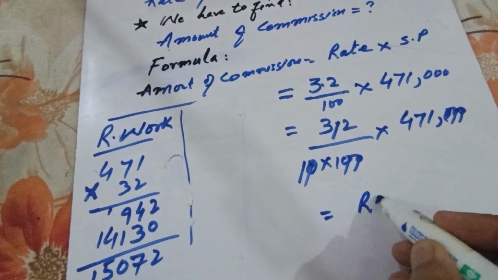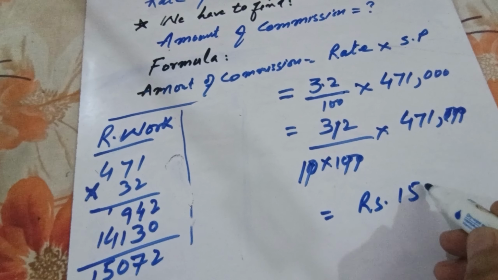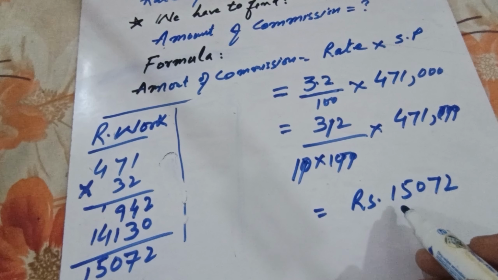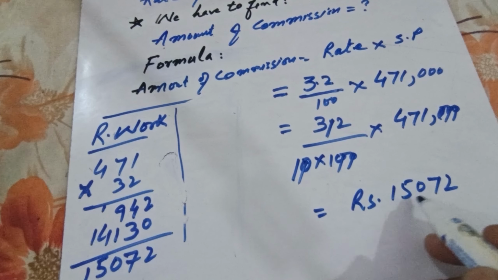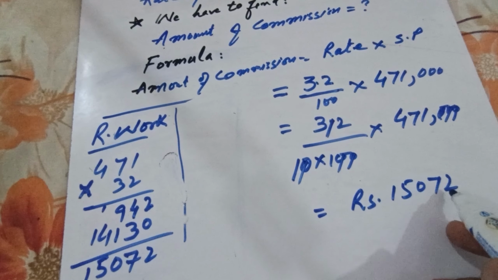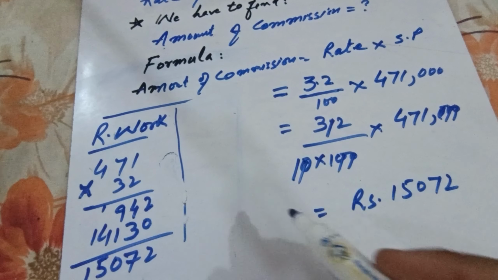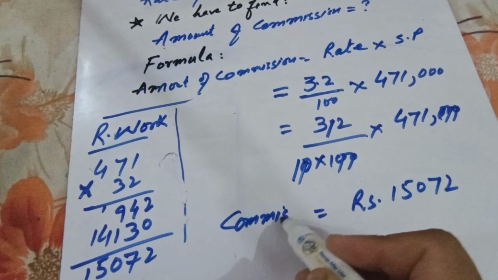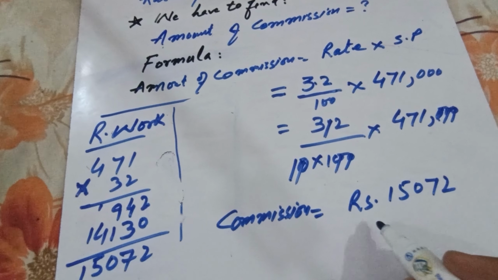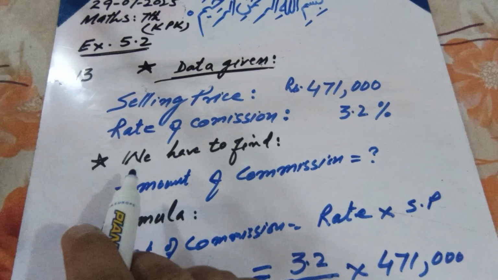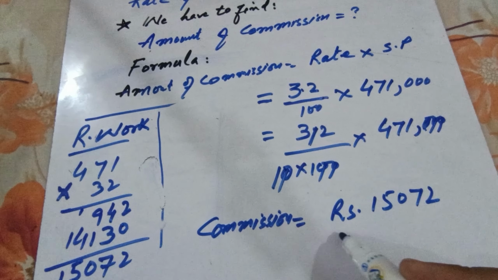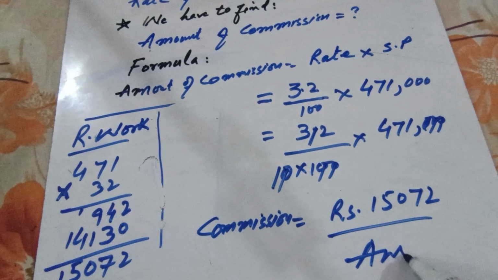We can say this is rupees 15072, or we can read it as 15,072. And what is this? This is the amount of commission. Or simply we can say commission. This was our amount of commission, and we have found it, and this is our answer.